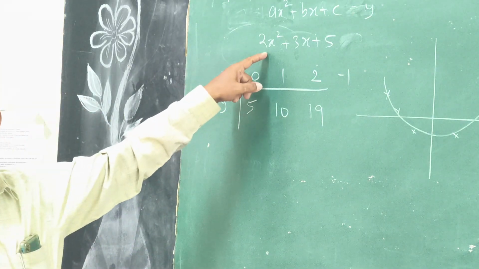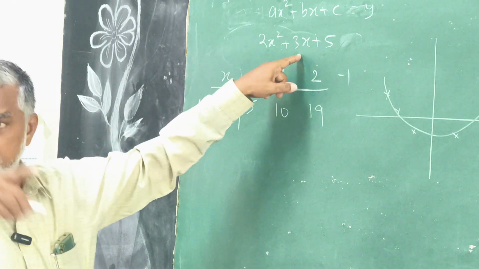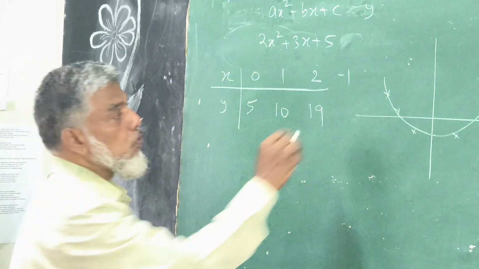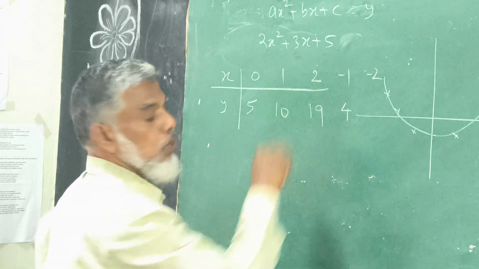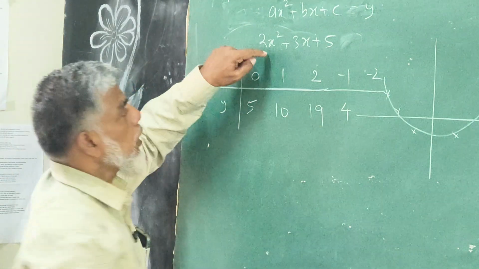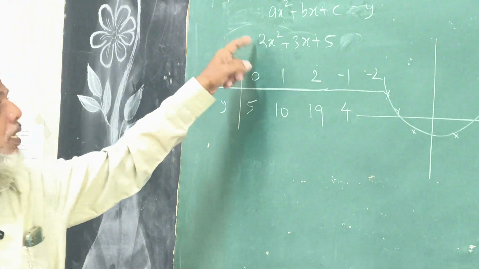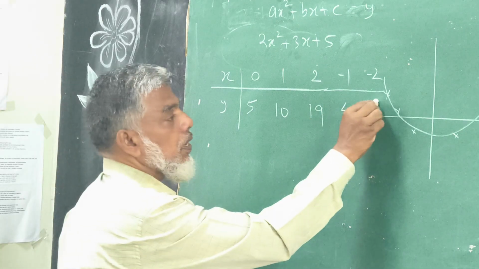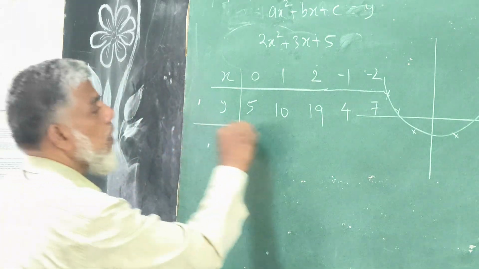Minus 1: here minus 3, minus 1. Minus 1 plus 5, 4. Minus 2. Minus 2 to the 4 plus 4, 8. 8 minus 6, 2. 2 plus 5, 7. Now draw the figure.